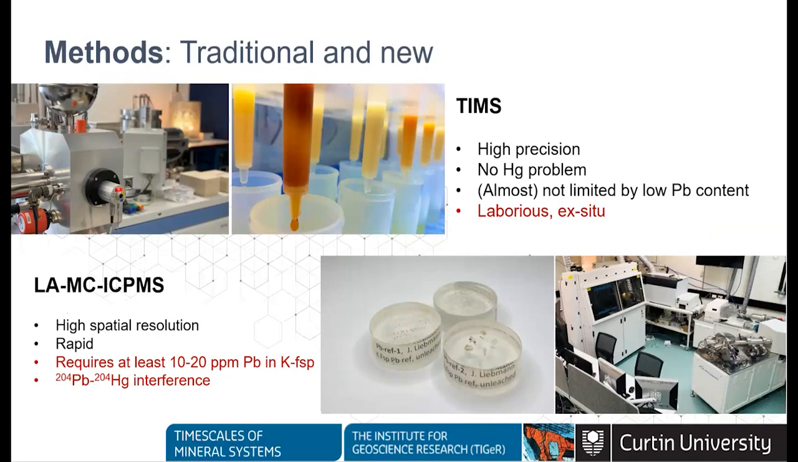We do need a little bit of lead in K-feldspar for analysis using LA-ICP-MS to be successful, at least 10 to 20 ppm of lead, depending on the spot size that we use. And we also have to correct for the isobaric interference of 204 mercury on 204 lead, as we already heard about earlier today, which is a challenge, but it is a solvable one. So in summary, both of these methods have their strengths, and as always, the choice of analytical approach should rely on the scientific question you want to answer.